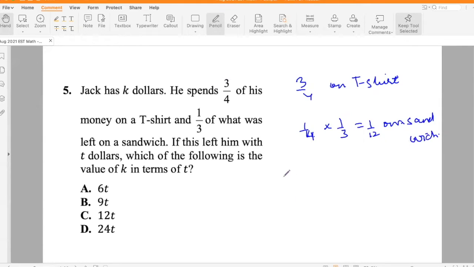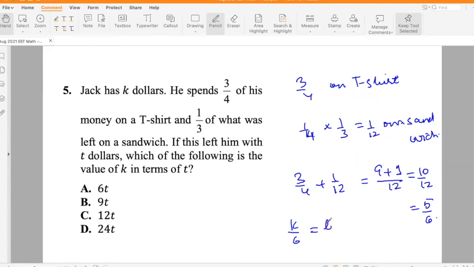Okay. Now, if this left him with $T, what is K in terms of T? Okay, so he has spent 3/4 plus 1/12. So that is 9 plus 1. So that's 10/12, which is 5/6. So he's left with 1/6, right? So K/6 should be T. So K is 6T, option A.